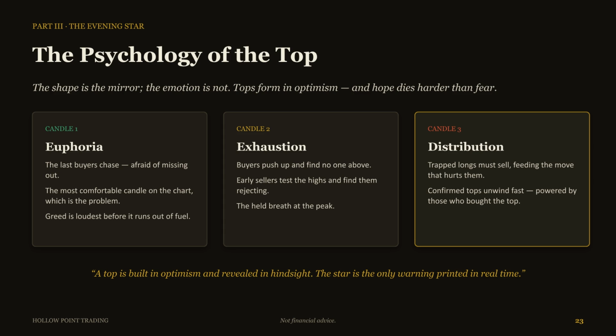The psychology of the top starts with euphoria, where the last buyers chase. This leads to exhaustion in the star, where buyers find no one above. Finally, distribution occurs as trapped longs sell, powering the confirmed top's fast unwind.